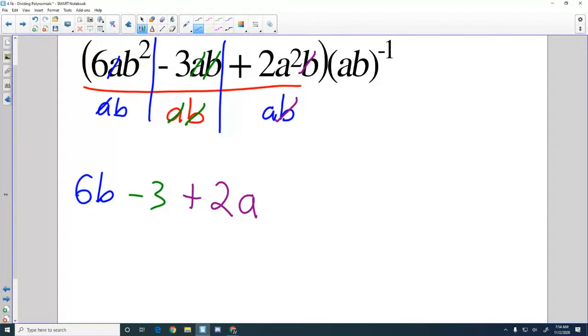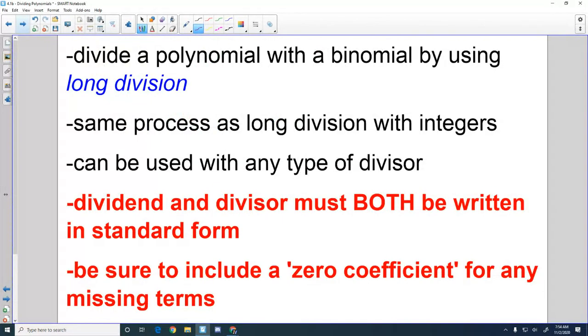Excellent. All right, so that is dividing by a monomial. Again, you're just simplifying. Pretty straightforward. Whew. All right, now it's time to learn some algebra 2.